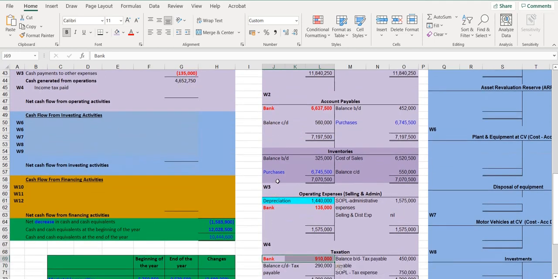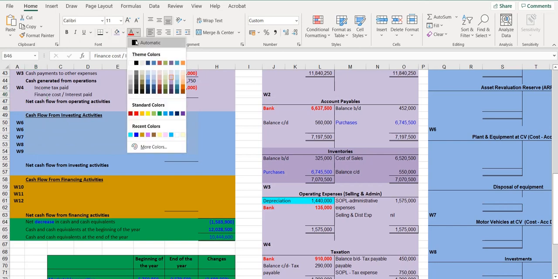Remember, I numbered all my workings so that I have an easy cross reference, and therefore the tax paid was 910, an outflow. The next one is to find whether there is an interest or finance cost paid, which will also include redeemable preference dividend if you have any that you paid during the year.